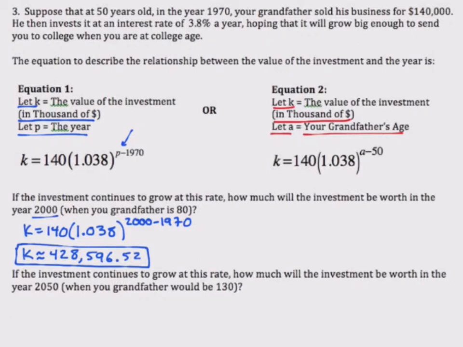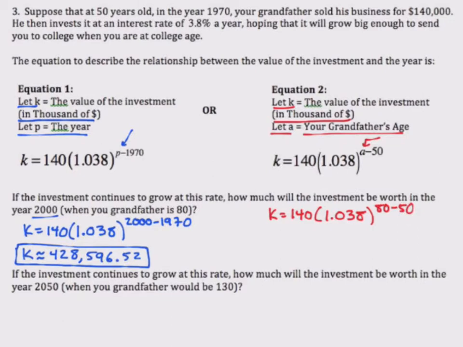And when you do that, you find that the value of the investment will be approximately $428,596.52. If we use equation 2, all we need to do is substitute 80 in for your grandfather's age. So all we're going to do is substitute an 80 in there and evaluate once again. So we get K equals 140 times 1.038 to the power of 80 minus 50, and we evaluate.